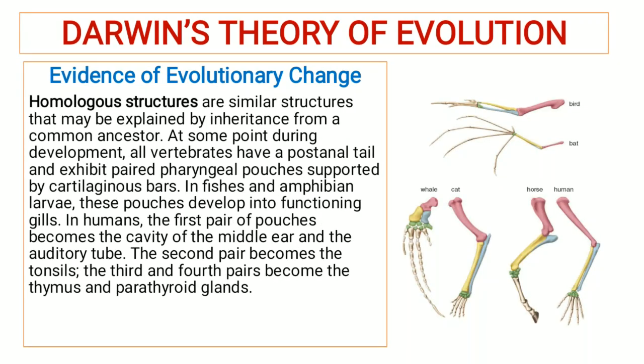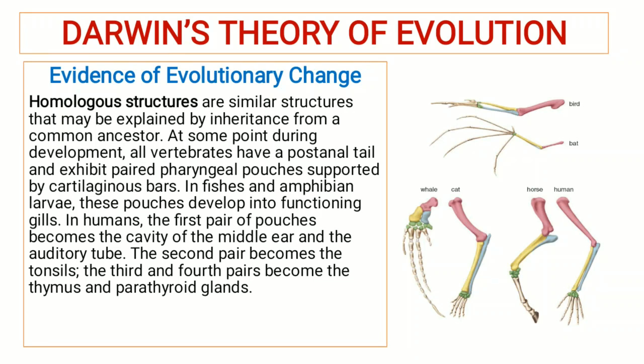Next is homologous structures. Homologous structures are the structures that may be explained by inheritance from a common ancestor. They have evolved from a common ancestor. They have almost similar structure, but they perform different functions. So one example is the developmental stages, or ontogenetic development, of vertebrates.